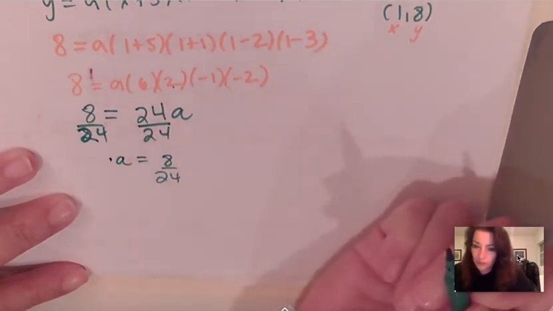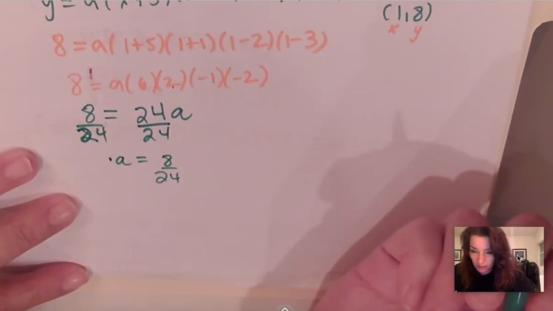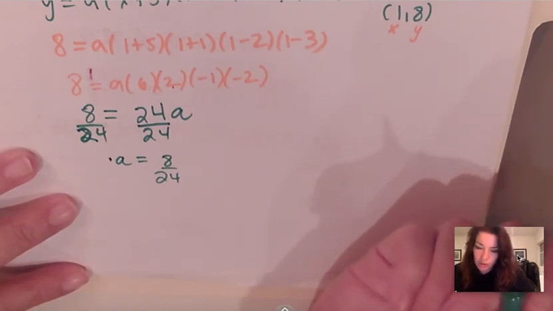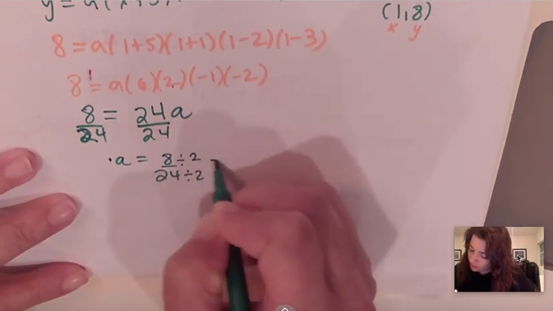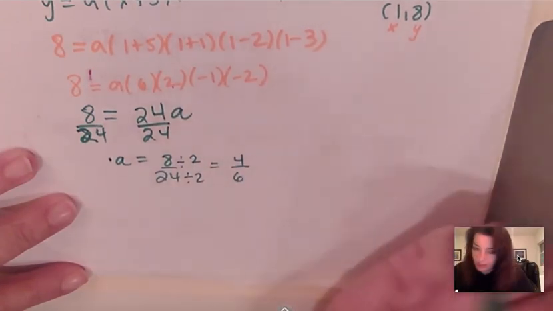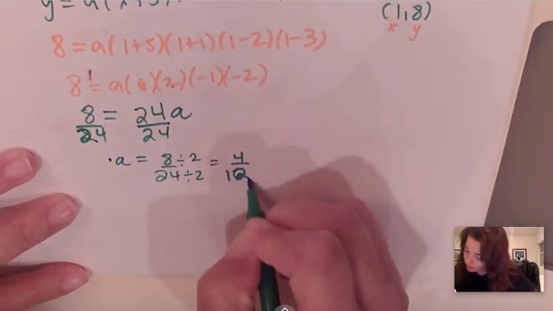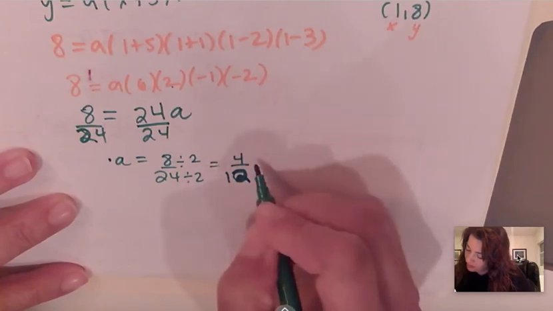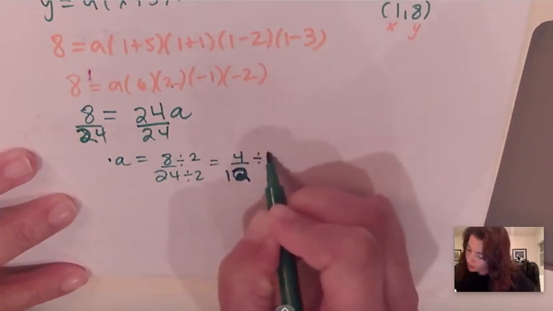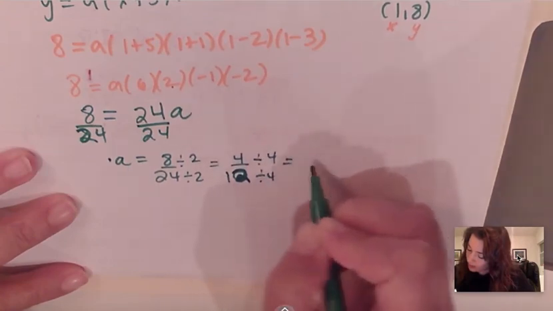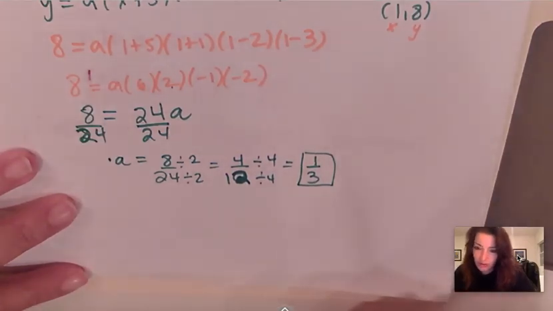And of course, we can reduce that. What is common between 8 and 24? Well, we know any even number shares 2. So we could start off by 2. So 8 divided by 2, 24 divided by 2, that is 4 over 12. And we can still divide here by 2, but I could see that 4 is common with 12, so I'm going to divide by 4, and I get 1 over 3. If you saw that, 8 goes into 24 3 times, it's 1/3.